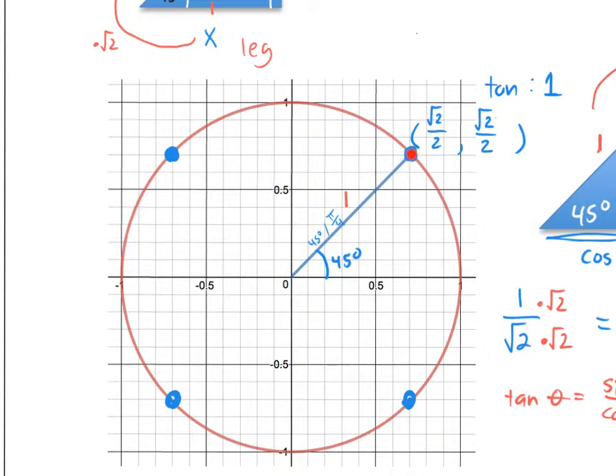So this point on the unit circle is pi over 4, which means this one, if we count by 45, we go 45 to 90. So this one's 90 degrees here. And then 135. So if I were to draw that right there, this would be 135 degrees. Keep counting by 45 to get 225 here. And then 270.